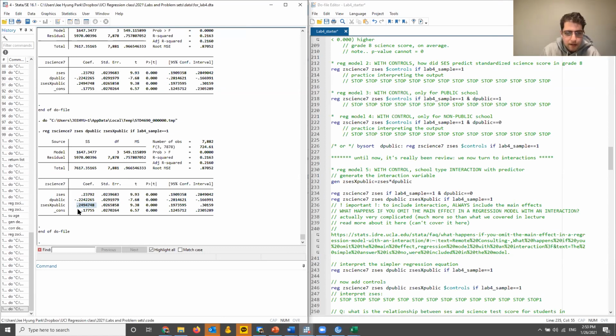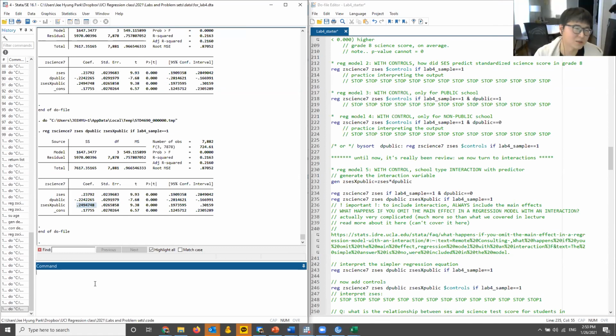I think it's 2 for this? Yeah. Okay, and now I'm going to imitate writing out the equation. Right? Science is equal to beta 0, plus beta 1 times ZSES, plus beta 2 times D public, plus beta 3 times ZSES times public. Oh, you also have to add the error term. Okay, add the other term for the public school, right? What is the other term?